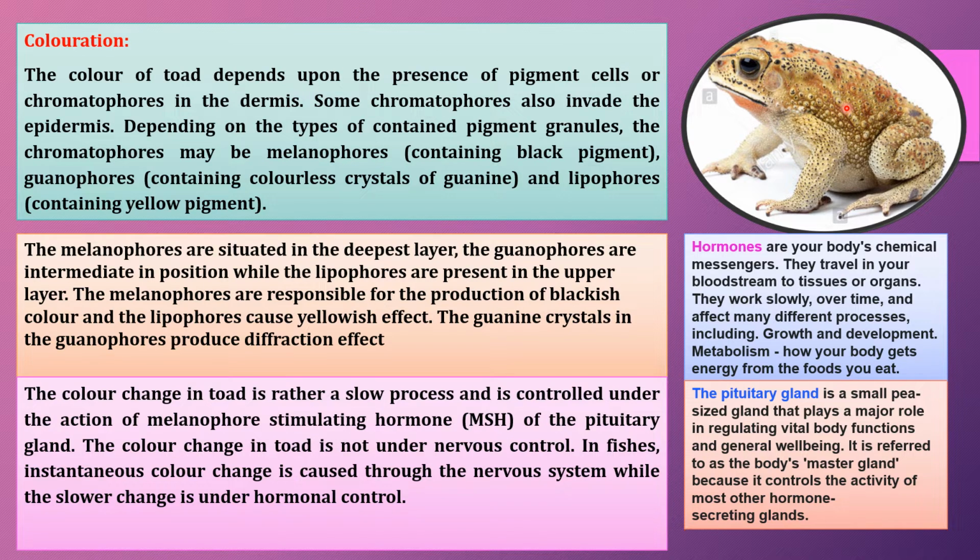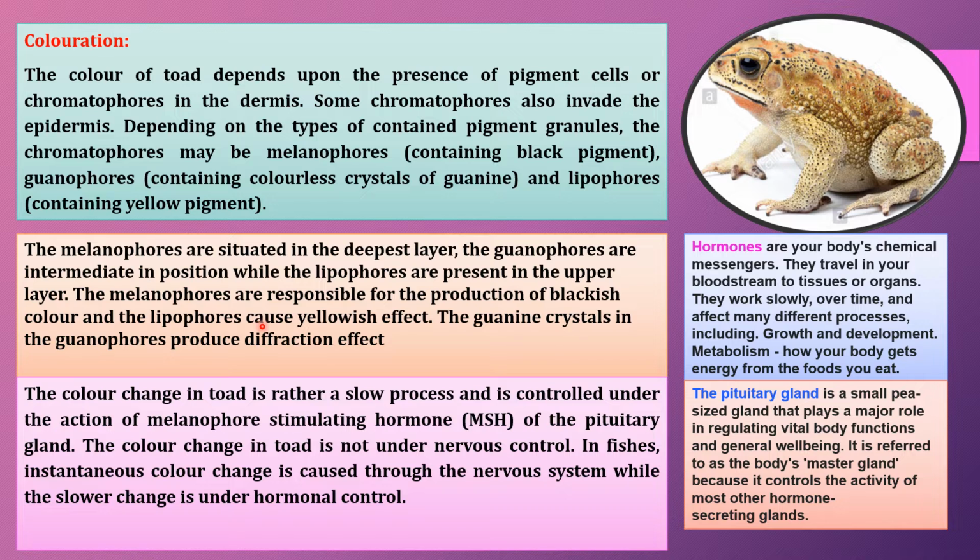And it's reflecting. The color is reflecting actually. It's a very bright type of color of toad, skin of toad here. You can see this is due to guanophores. So three chromatophores: melanophores, guanophores, and lipophores. Hope you have understood their function.